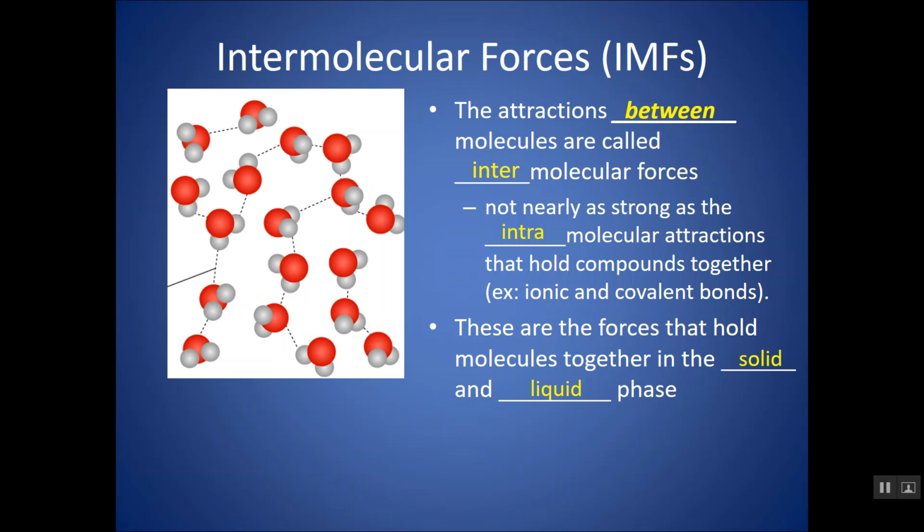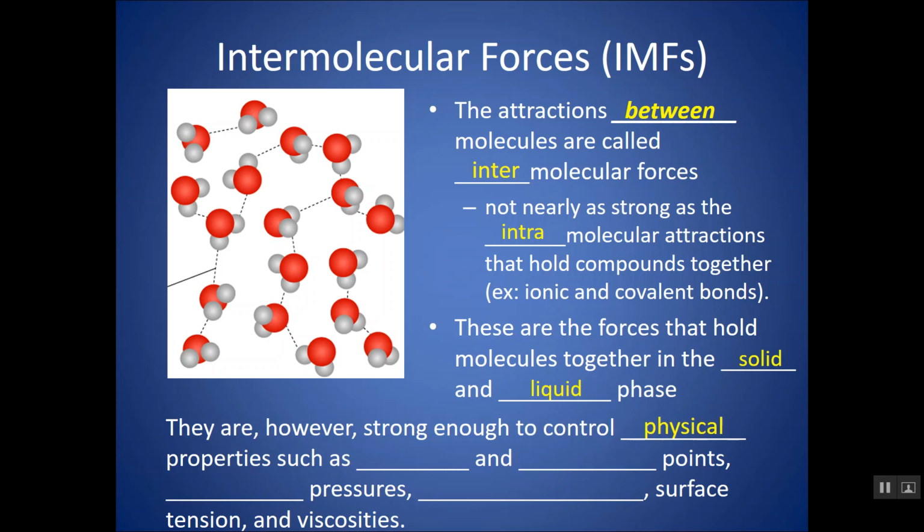That's how solids have a definite shape and a definite volume, and that's why liquids also have a definite volume because of these attractive forces. Okay. IMFs are what really control physical properties of substances, something like boiling and melting points.